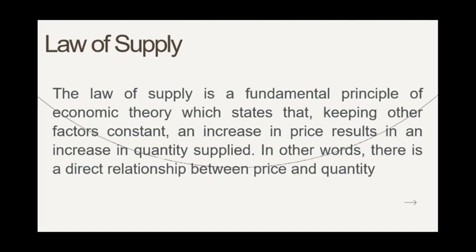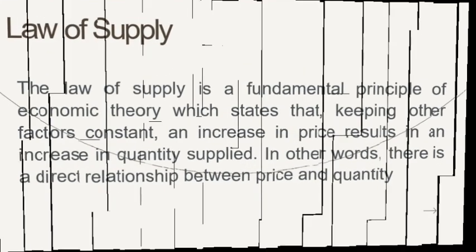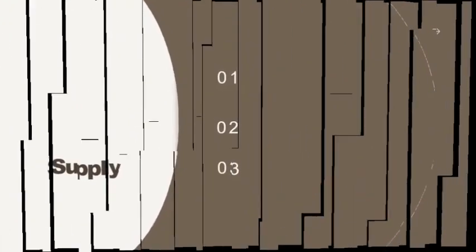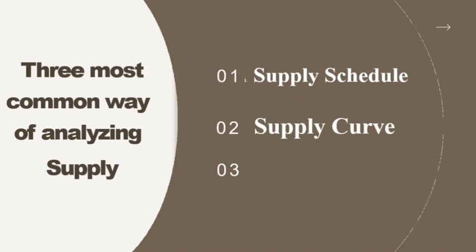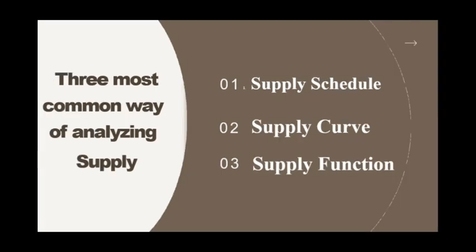The law of supply is a fundamental principle of economic theory which states that, keeping other factors constant, an increase in price results in an increase in quantity supplied. In other words, there is a direct relationship between price and quantity. So, for the method of supply analysis, just like demand, supply can also be analyzed through a supply schedule, supply curve, and supply functions. And so, let's talk about supply schedule.